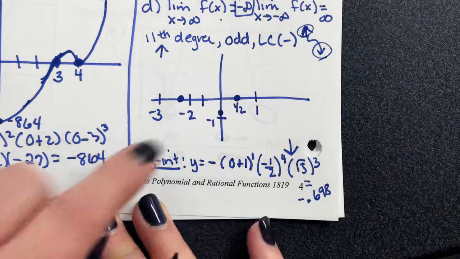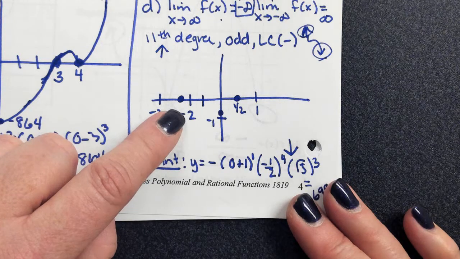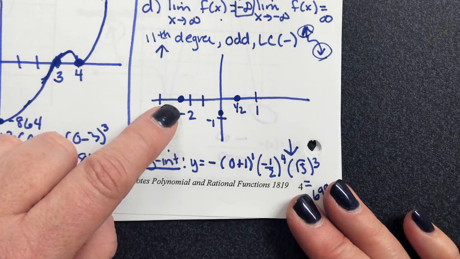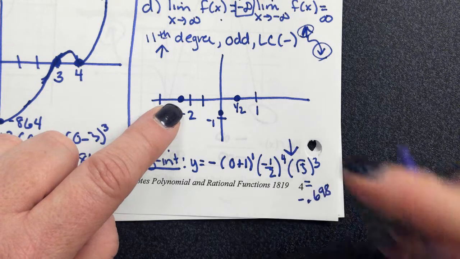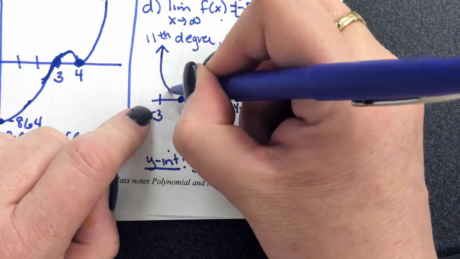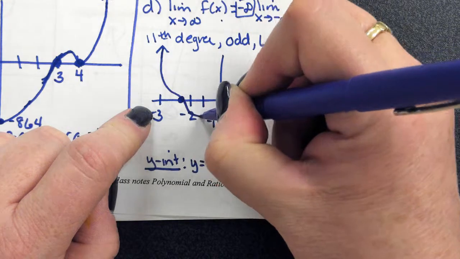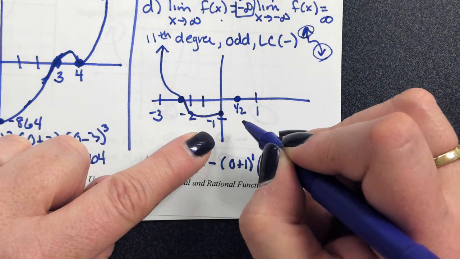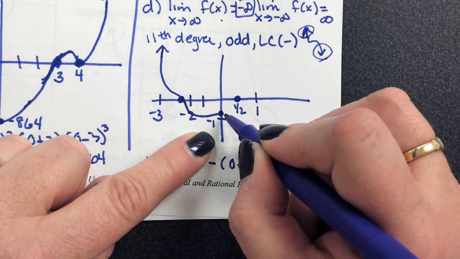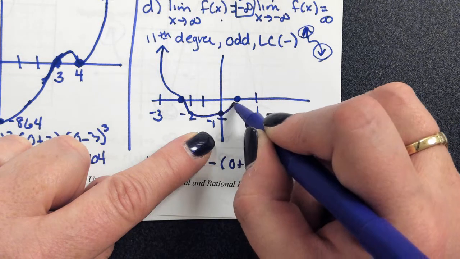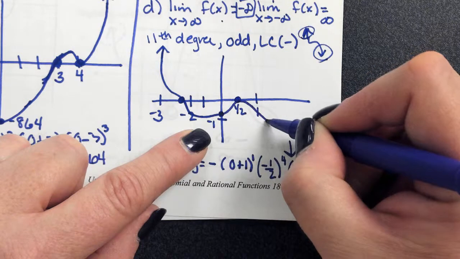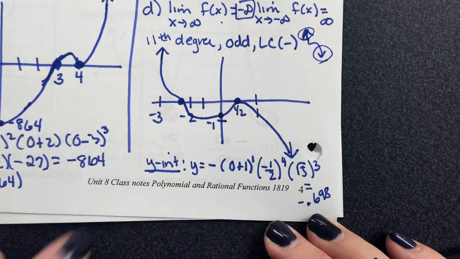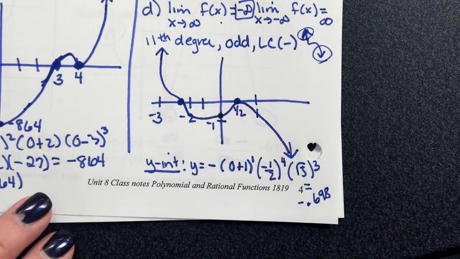So now, what happens at negative square root of 5? Is it crossing or is it touching? What did we discover about the multiplicity? Is it going to cross or touch? Cross. And it's going to cross with that little kink in it. Come down, pass through your y-intercept. What's happening at 1/2, 0? Is it going to cross or touch? Touch. And then it'll come back down.